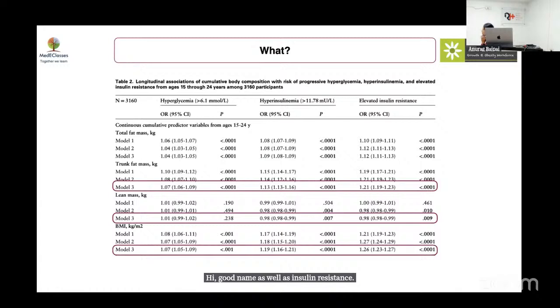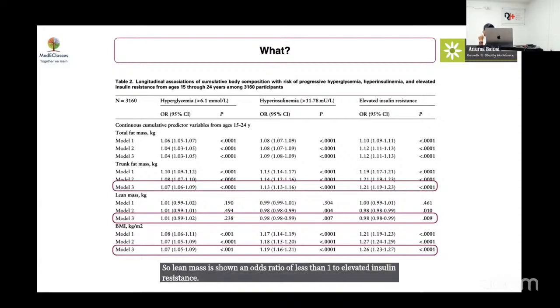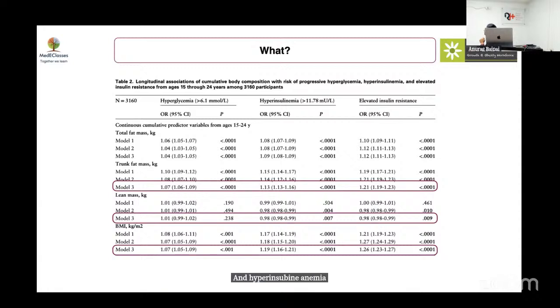More importantly is the truncal fat, the marker of central obesity, which again shows an OR of greater than 1, suggesting a positive correlation. Lean mass, as one would expect, has shown an odds ratio of less than 1 for elevated insulin resistance and hyperinsulinemia. However, it is still positively correlated, just 1.01, for hyperglycemia was what they found. And BMI showed similar results to the total body fat and truncal fat mass.